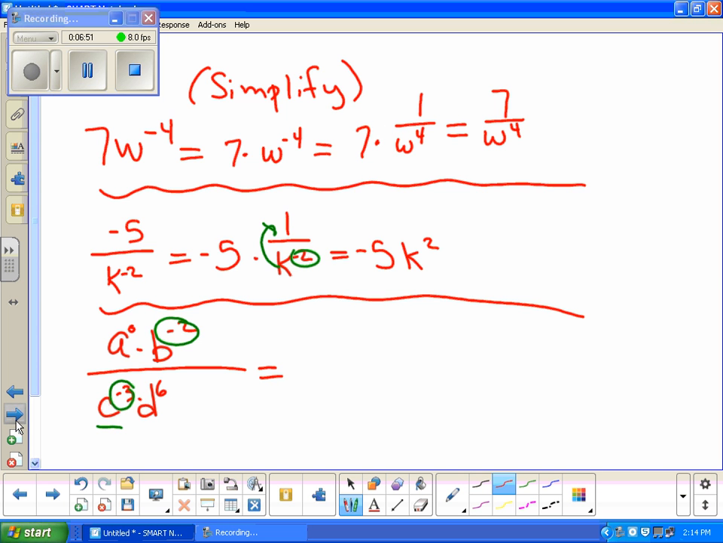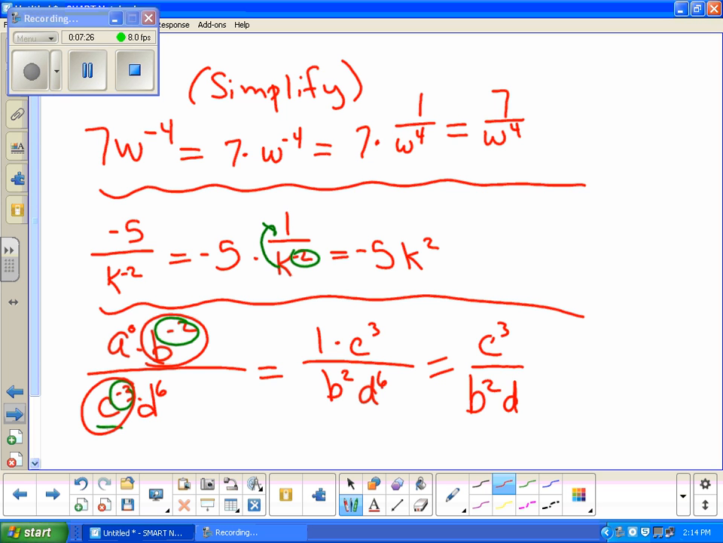Taking this apart, we have a to the 0 power, which we know is 1. Our c to the negative 3 comes to the top, becomes c to the positive 3. Our b to the negative 2 sinks to the bottom, becomes b to the positive 2. Our d to the 6th remains in place because it's a positive denominator. We're almost done. The only thing left is to say 1 times c to the 3rd power is c to the 3rd power, over b squared, d to the 6th. That's how we simplify exponents that are 0 or are negative.